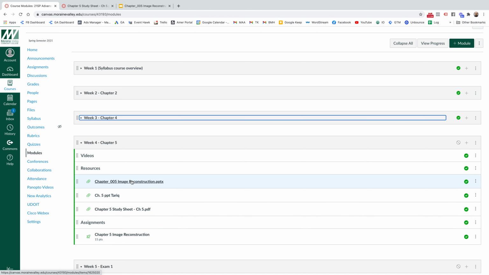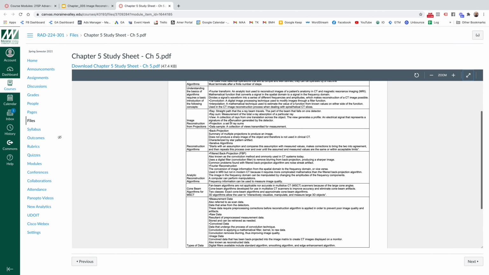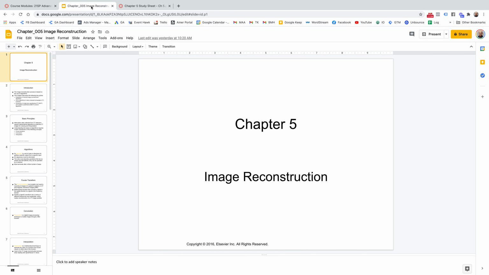So let's get started going through the PowerPoint for chapter 5. And then as usual, we have the study sheet for chapter 5 that's pretty much summing up the PowerPoint in my view, in an easier to understand way. So chapter 5 talks about image reconstruction.